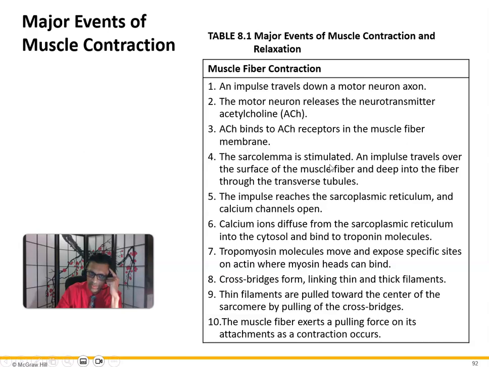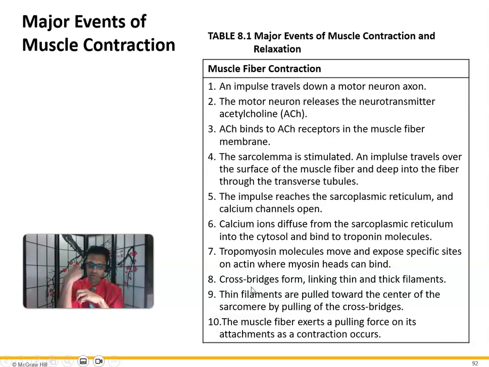The sarcolemma, which is the plasma membrane of the muscle, is stimulated. An impulse travels over the surface of the muscle fiber and deep into the fiber through the transverse tubules. The impulse reaches the sarcoplasmic reticulum, which is the same as the endoplasmic reticulum in cells, and the calcium channels say, "I'm free," and release. Calcium ions diffuse from the sarcoplasmic reticulum into the cytosol and bind to troponin molecules. Then tropomyosin molecules move, because they're displaced, and expose specific sites on actin where myosin heads bind.